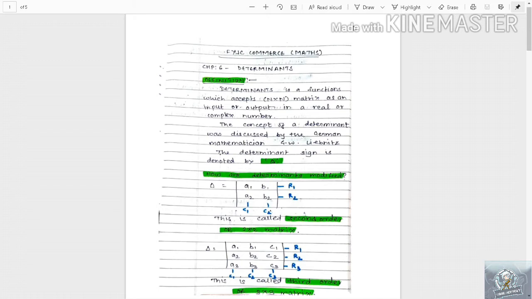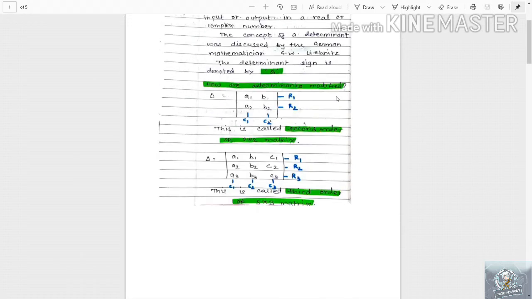The concept of determinant was discussed by the German mathematician G.W. Leibniz. The determinant sign is denoted by triangle. How are determinants modified? Horizontal line, which is A1 and B1, are called row 1, and A2 and B2 are called row 2. Same, A1 and A2 are called column 1 and B1 and B2 are called column 2. This is called second order or 2 into 2 matrix.